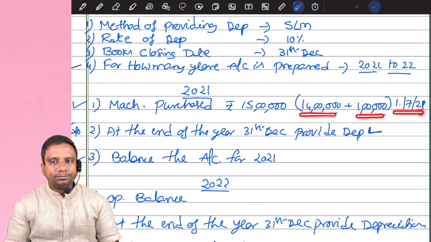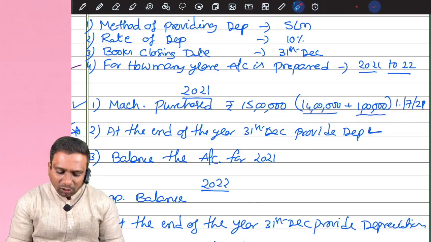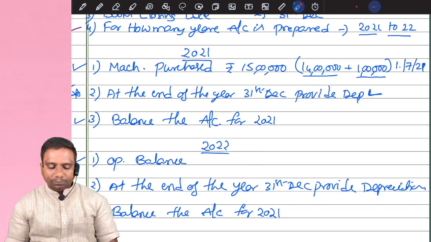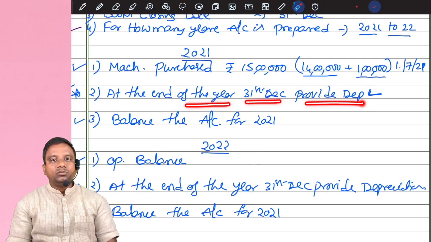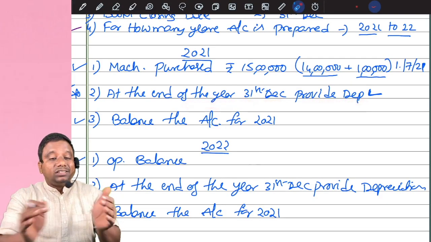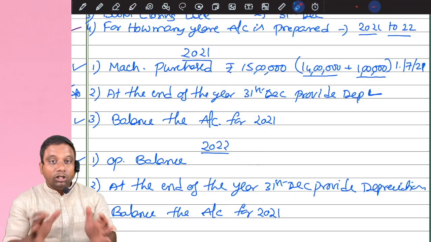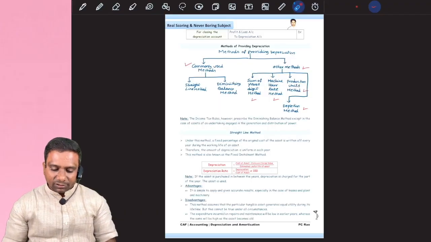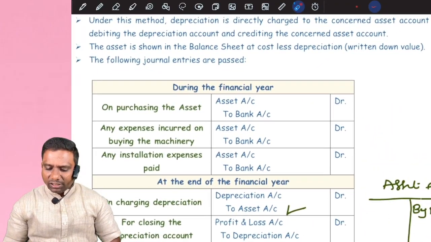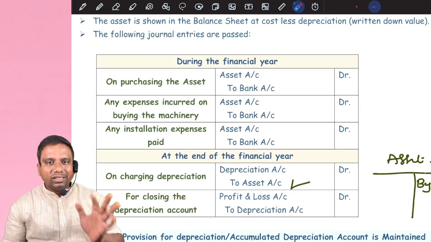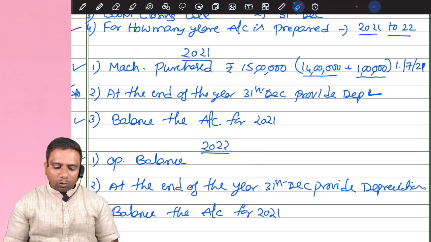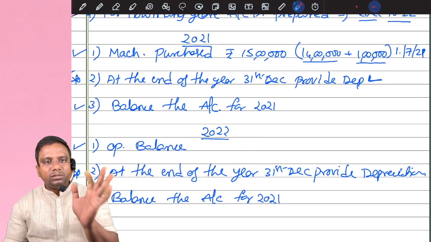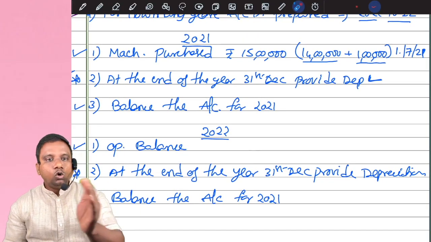Write the date also. During 2021, what happened? Also write: at the end of the year, 31st December, provide depreciation. During the year, no additional purchase of asset. During the year, I have already discussed what the entries are, and at the end of the year, what the entries are. In our problem, during the year, we have purchased machinery. Over. Now go to the end of the year.